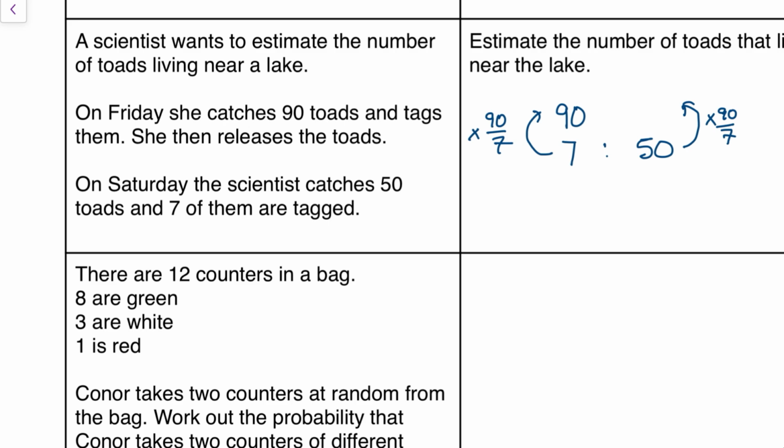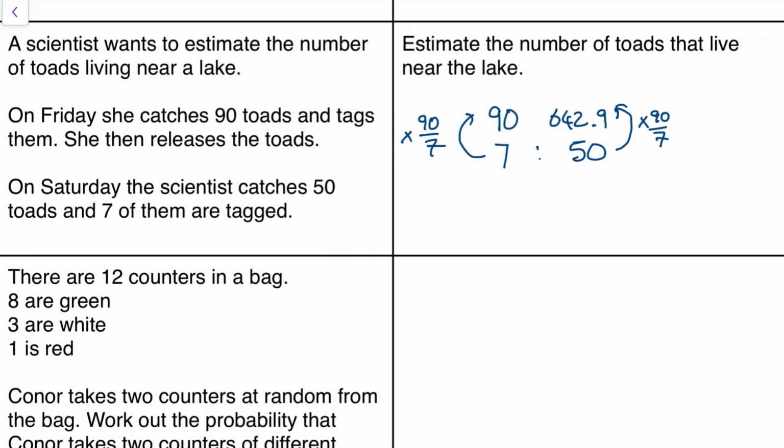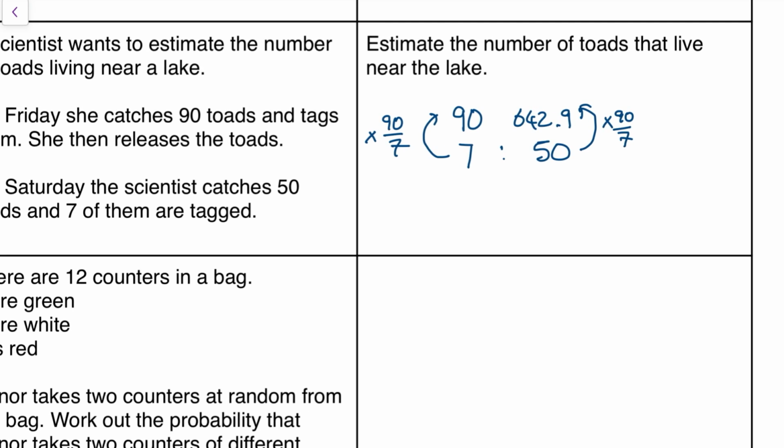So that is going to give me 50 times 90 over 7, which is, well, it's not a round number because it's 642 and a bit. So 642.8 or 0.9 actually. No, I don't actually read what the question wanted to do. I'm guessing at the question. So let's just double check.